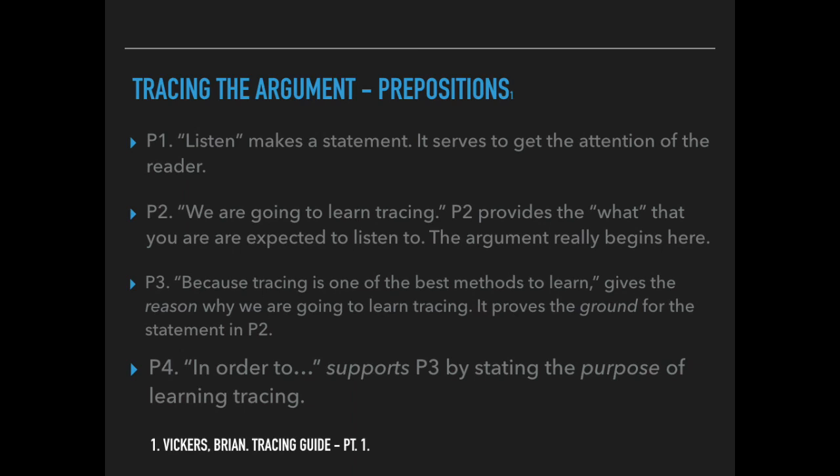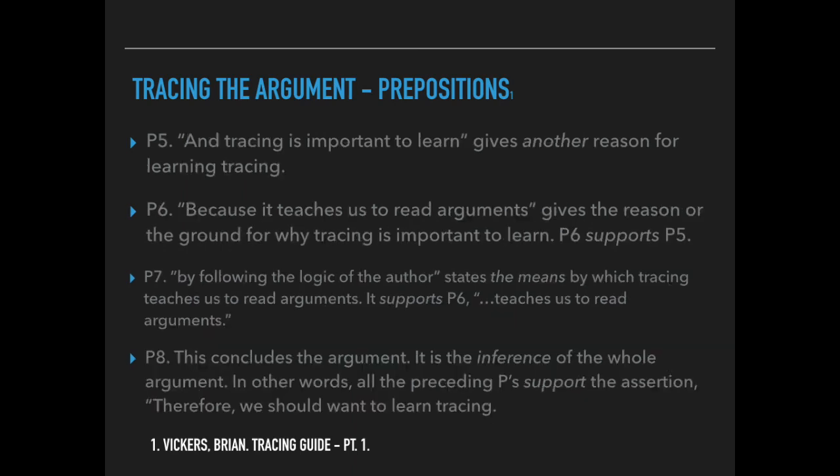So preposition 4 gives us support. In order that, what are we going to be doing with this? Why are we going to be doing it? It says the purpose of learning tracing. Preposition 5, and tracing is important to learn, gives another reason for learning tracing. It supports the support.